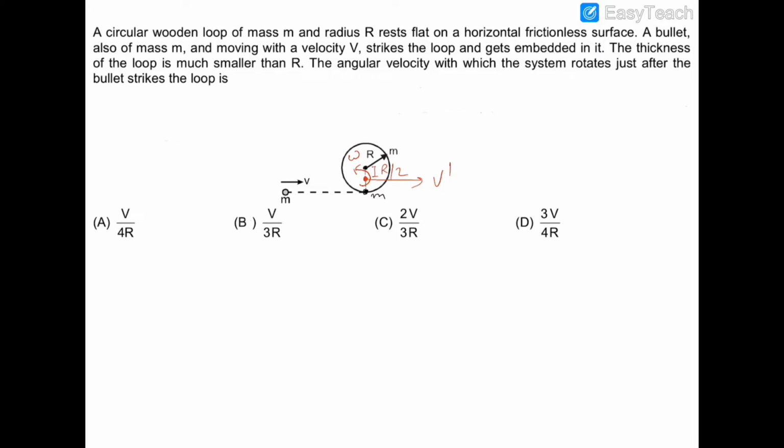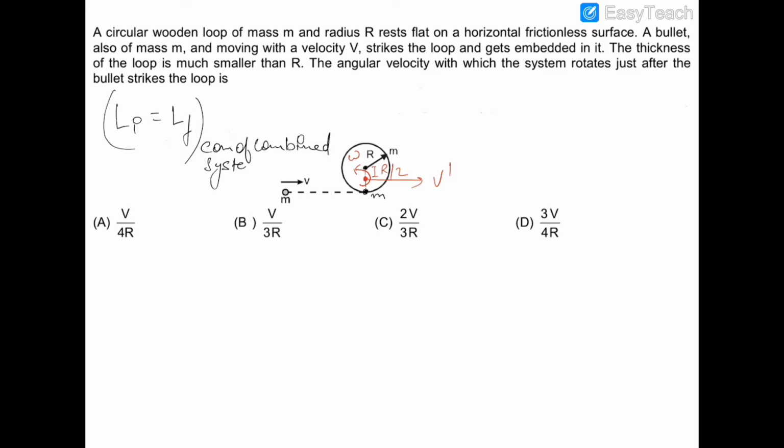Now we know that this system is free and there is no hinge anywhere, so we can balance the angular momentum of the system about any point, because torque about any point is 0. So in these kinds of questions, we always balance the angular momentum about the COM of the combined system. So L initial and L final would be equal about the COM of the combined system.